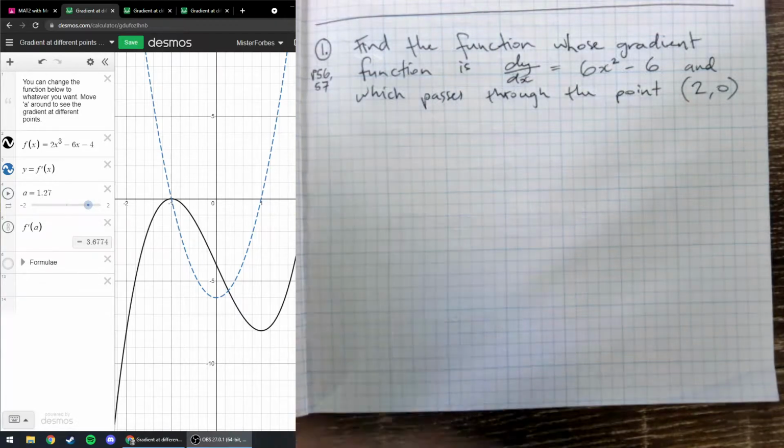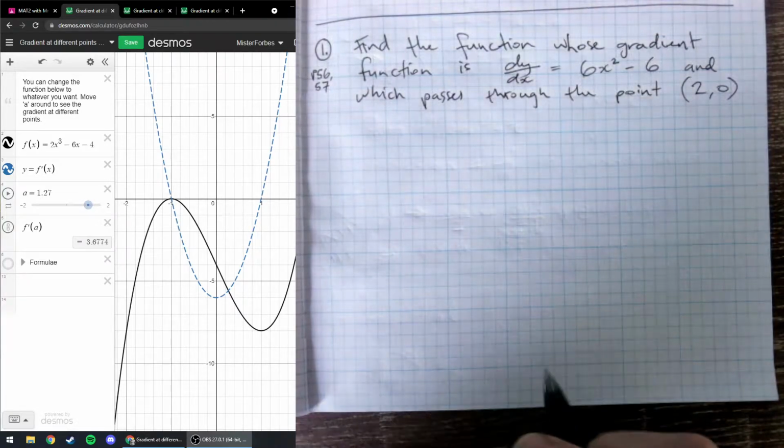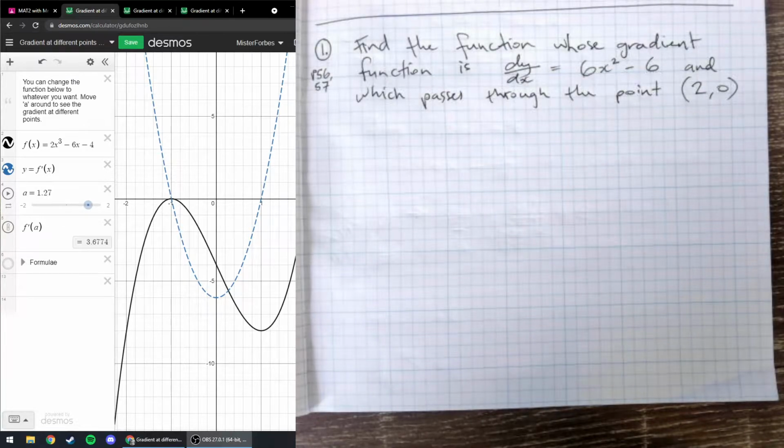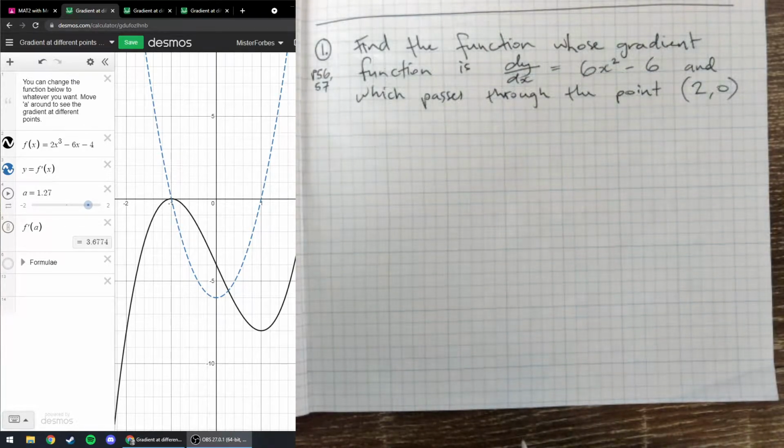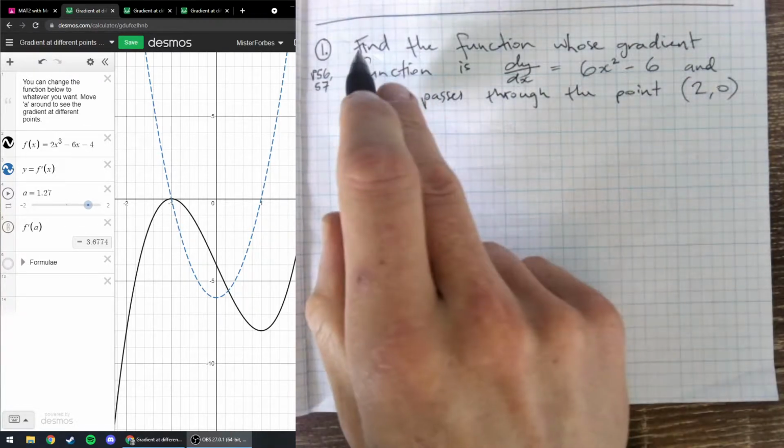Kia ora. Okay, so we're going to have a look at some examples. I'm going to go through 3 examples and they cover pages 56 to 58. So the first example is this.